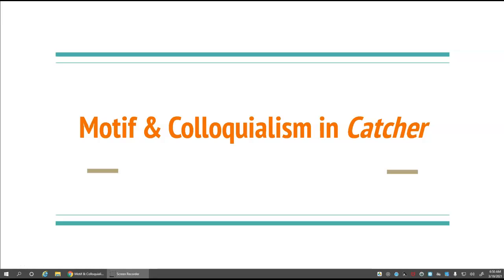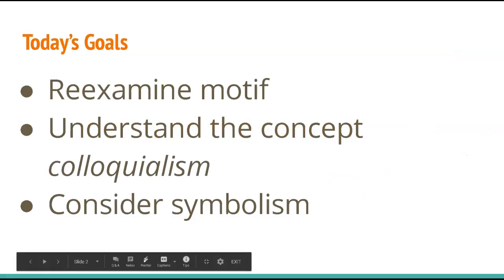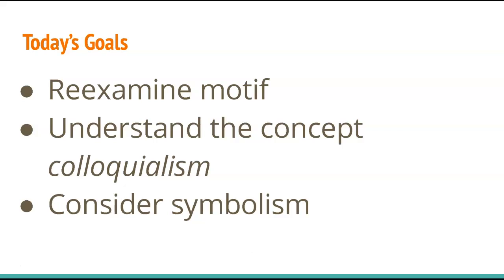So we're discussing motif and colloquialism in Catcher. Our primary goals then are simply going to be to re-examine motif. Now we've already touched on this in the past, but we didn't really go particularly in depth with it. We also have to understand the concept of colloquialism, and y'all will also begin practicing your application of your analytical skills when it comes to literary symbolism. The reason we're talking about motif and colloquialism is because they are probably the two most important techniques utilized in Catcher in the Rye.